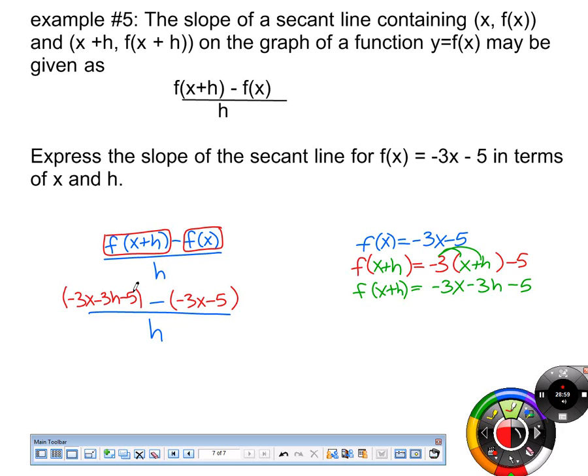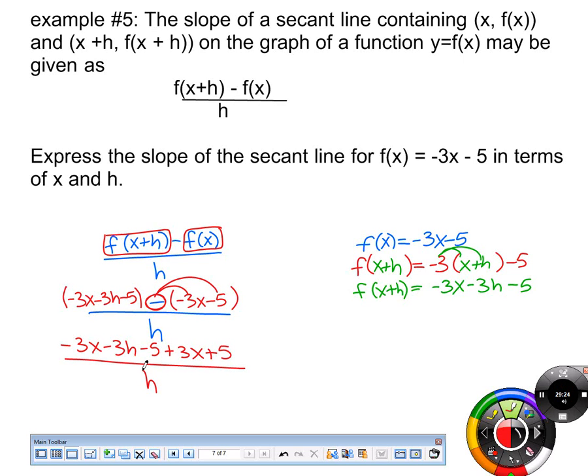Now I just got to try to combine like terms and stuff. Don't forget your signs, okay, guys? After you do all of this work, please don't forget that this one minus sign right here needs to distribute to each of those, things like that. So I get negative 3x minus 3h minus 5. When I distribute this negative, I get plus 3x and plus 5. And that's all on top of h.